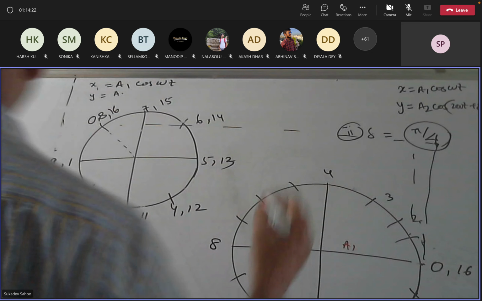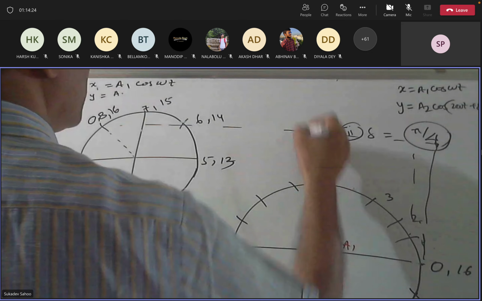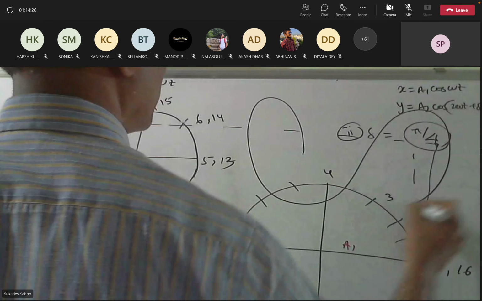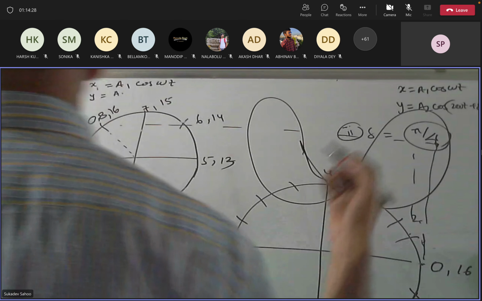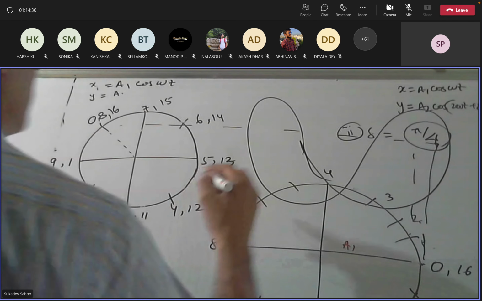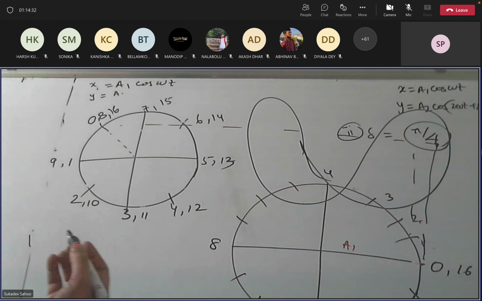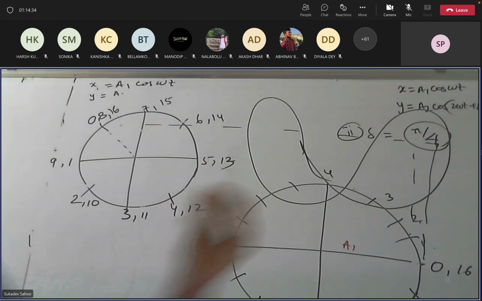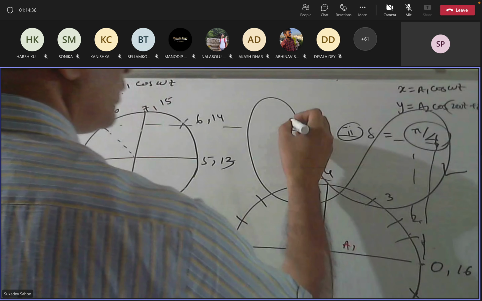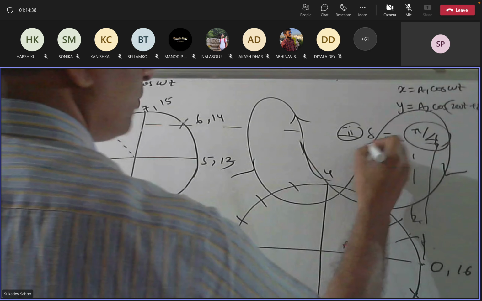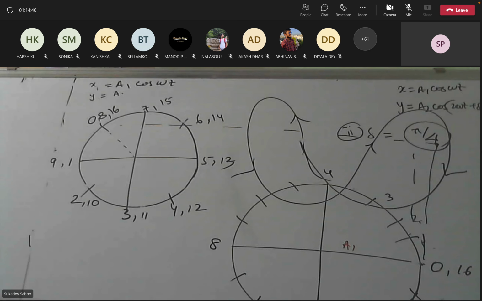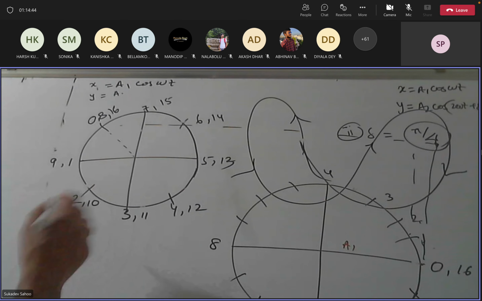Then if you draw, you will get exactly this type of motion. All of you will try to draw exactly. And the direction of motion, starting from 0, 0, you will proceed and complete at 16, 16. Okay, so this is how you will draw the Lissajous figures.